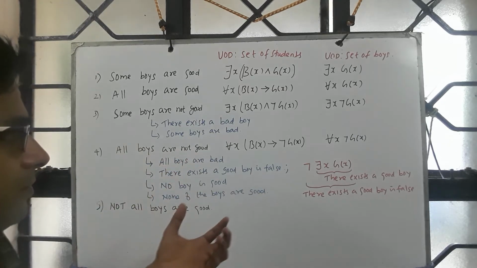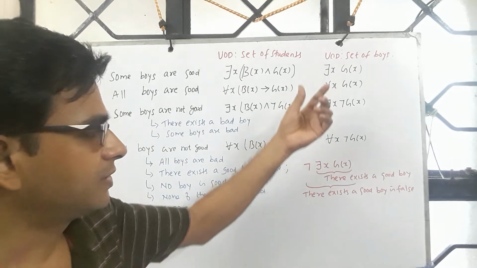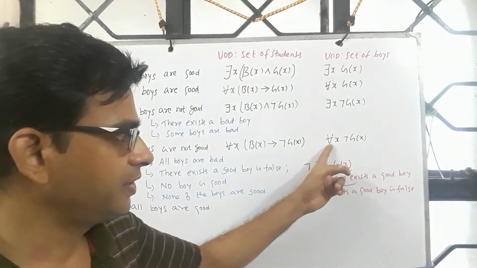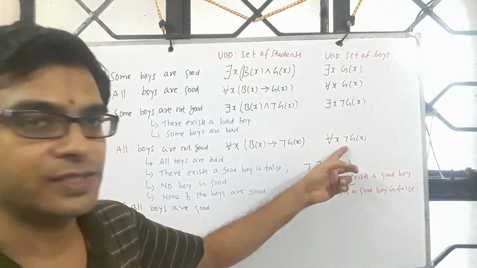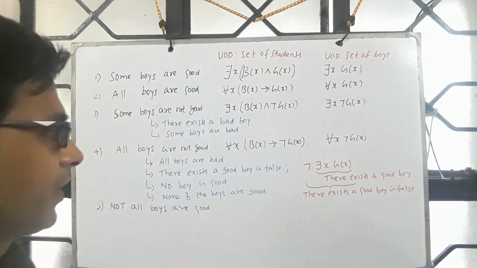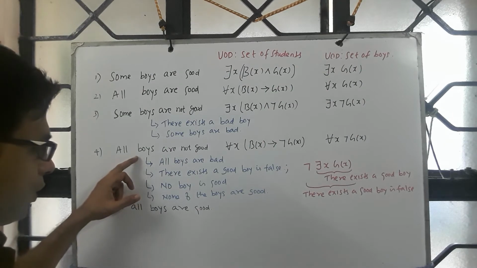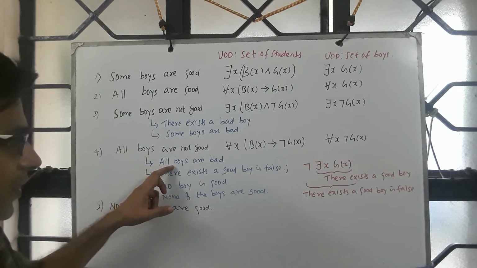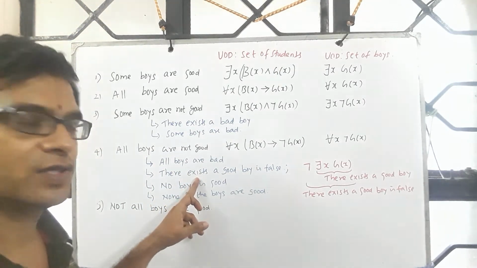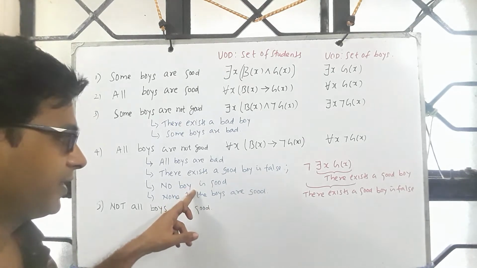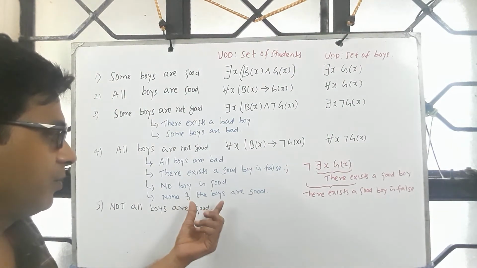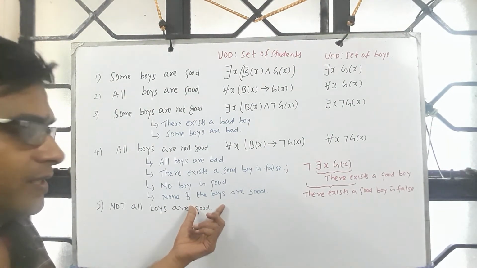That's all it says. And if you work with a set of boys, then for all x, it says all boys are not good. So each x is not satisfying this, which means for all x, negation g of x. So please note, this also means all are bad. There exists a good boy is false. And no boy is good. None of the boys are good, meaning there exists a bad boy.